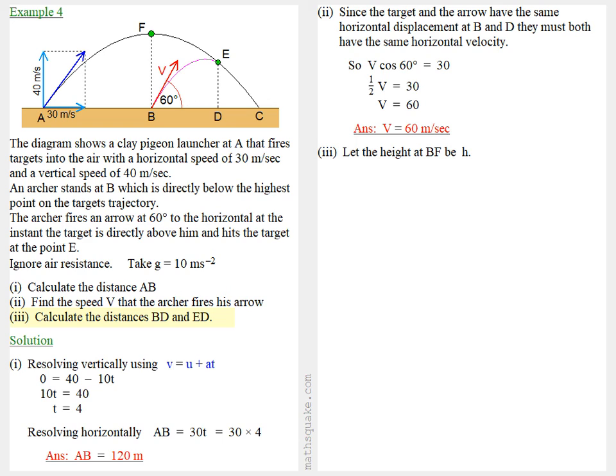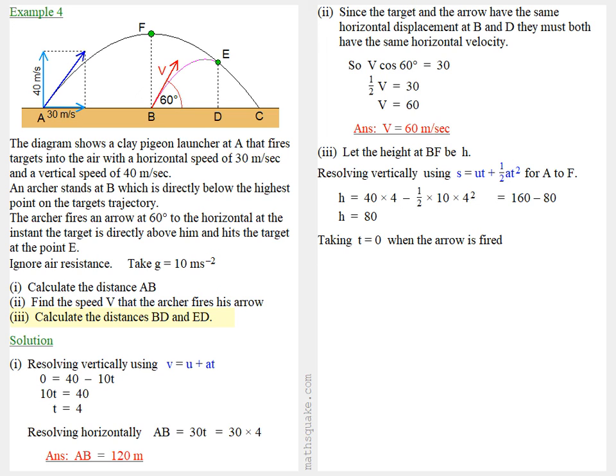Well, let the height BF be h, and we can calculate h by resolving vertically using s equals ut plus a half at squared. Now the target is launched with a speed of 40, and it takes 4 seconds to reach F. So we have h is equal to 40 times 4 minus a half times 10 times 4 squared, which is 160 minus 80, which is 80. So at F, the target has a height of 80.